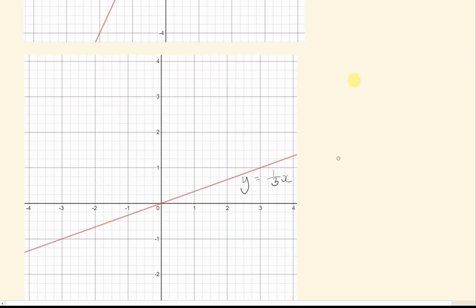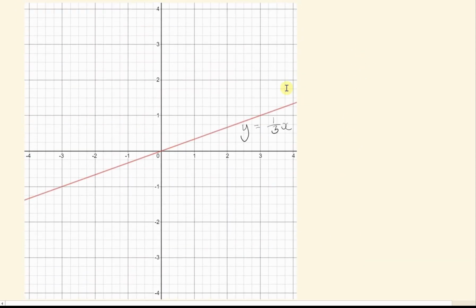Let's see that idea again. So here I've got an equation y equals a third x. If I drew a perpendicular line, you can see it looks something like this, where these two cut at right angles, and this has equation y equals minus 3x. What we're going to look at here is how we go from one gradient to a perpendicular gradient.